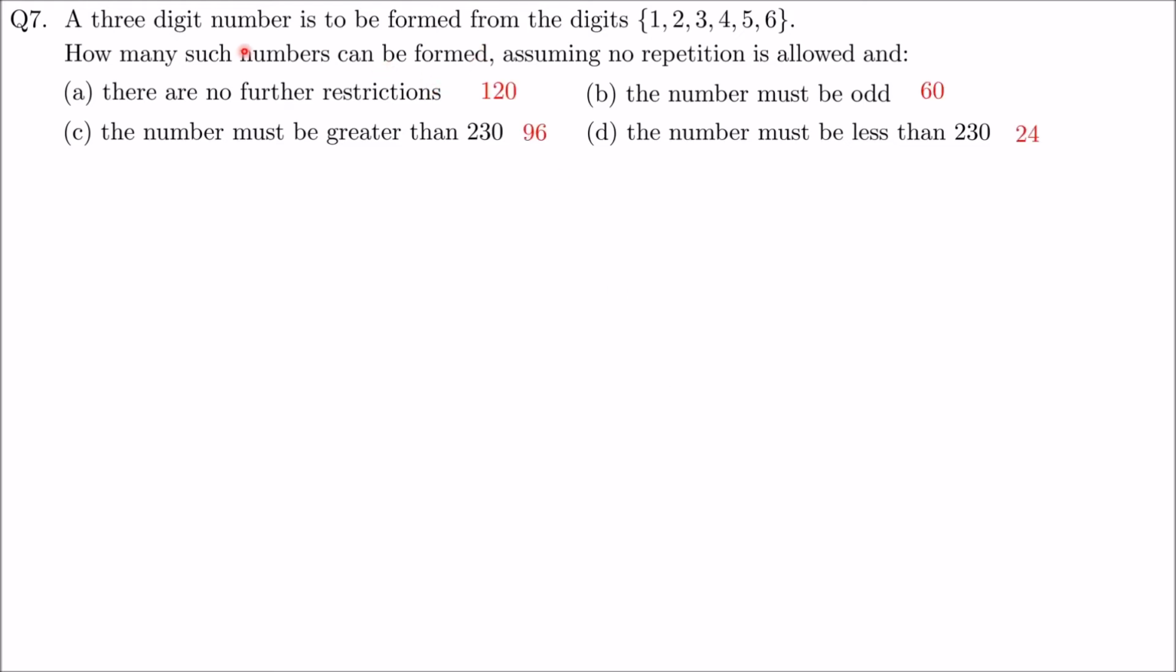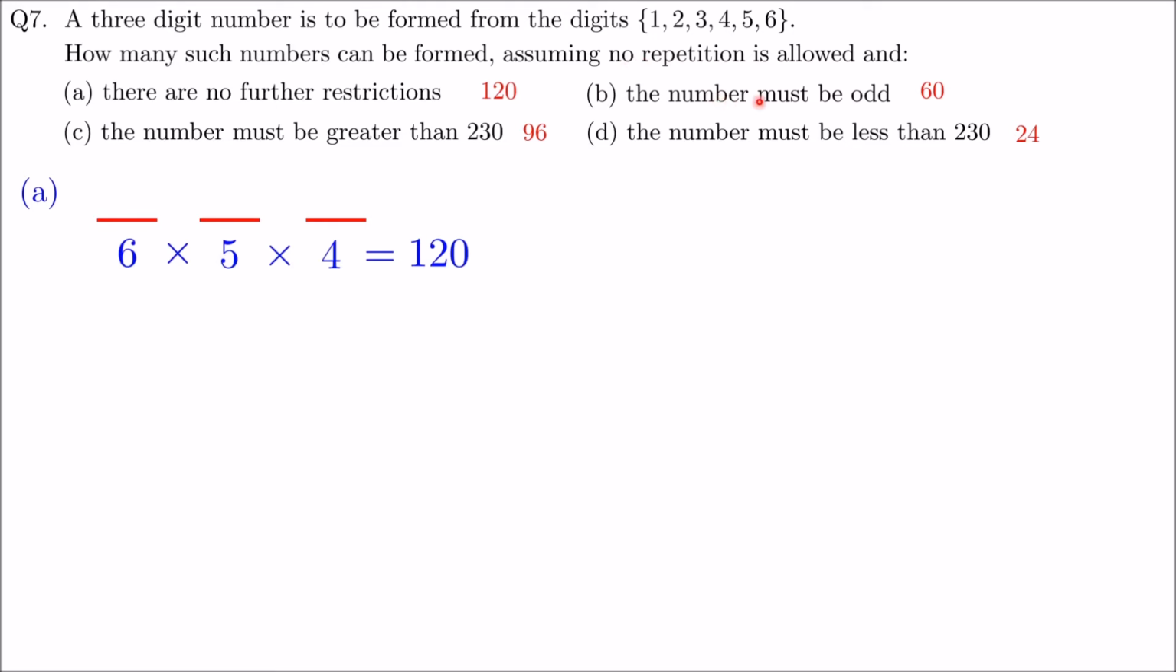Alright, so we've got a 3-digit number to be formed from these 6 available choices. How many of these numbers can be formed, assuming there are no repetitions at all in this whole question? Let's begin with no further restrictions. That one should be simple: 6 by 5 by 4.